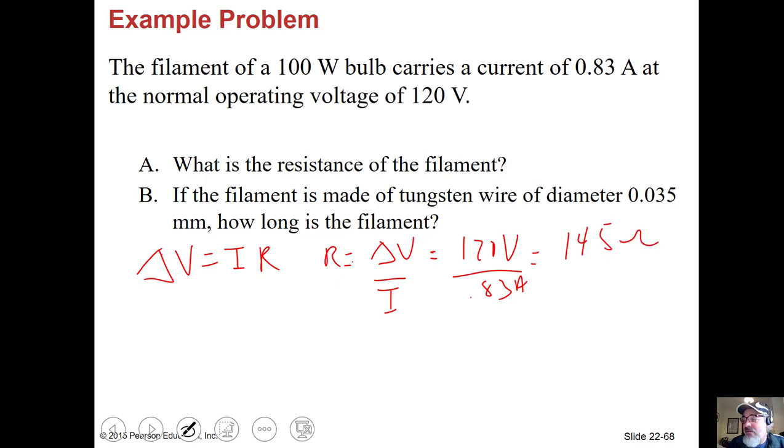Now, if you have the resistance, here's another way of looking at resistance, depending on what it's made out of. So we've got rho L over A. Okay, and we're trying to figure out how long it is. So here's the resistance value. Now it's tungsten, so we can go back to the formula for tungsten to get the resistivity of tungsten. Resistivity equals, let me go back.